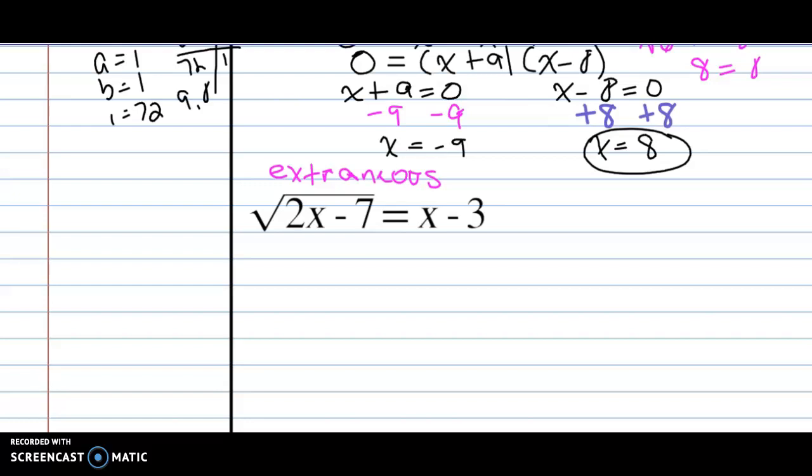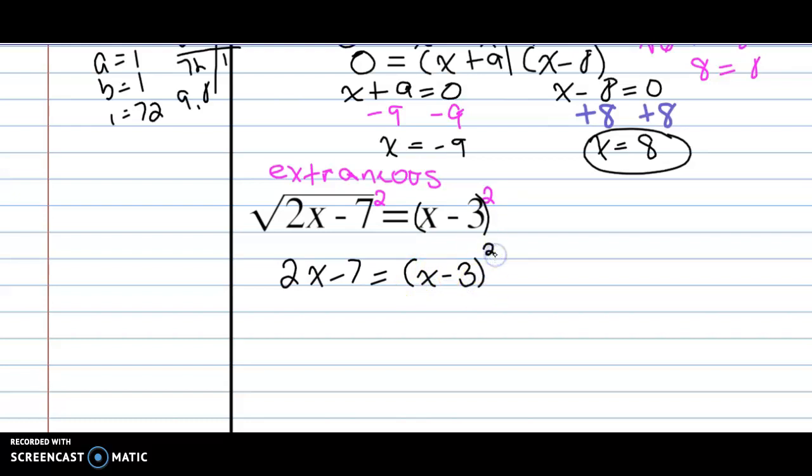One more example. Right here, so we have x minus 3 on the right side. And I have a radical, so how do I undo the radical? I square it on both sides. And we're left with 2x minus 7 is equal to x minus 3. All of this goes together, okay? Minus 3 squared.